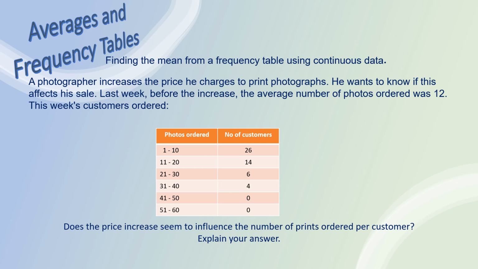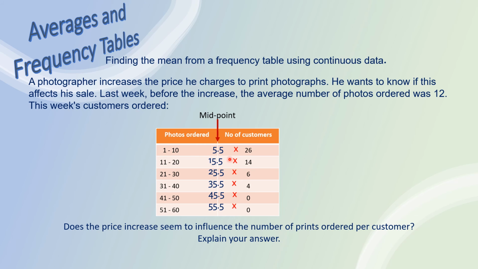The first thing you have to do when you get continuous data like this, before you do any calculations, is you have to find the midpoint. Okay, and you put the midpoint in there. And to get the midpoint, all you do is you take this 1 and 10, add them together, which gives you 11, and you divide it by 2. You take the 11 and 20, add it together, which gives you 31, and divide it by 2, and you do the same for everything, and you end up with something like this.